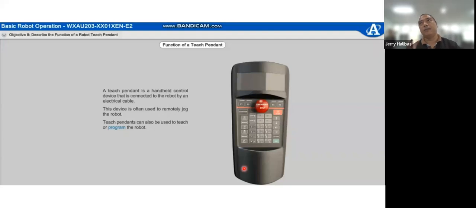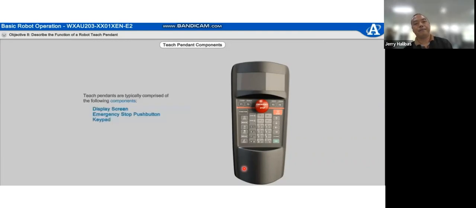Okay, so hopefully kung na-solve na namo itong issues na battery na problem, hopefully magamit na ito sa Mitsubishi Festo na robot, articulated arm. So teach pendants are typically comprised of the following components. Of course, display screen, emergency stop button, and the keypad.